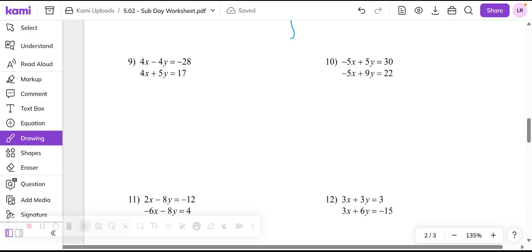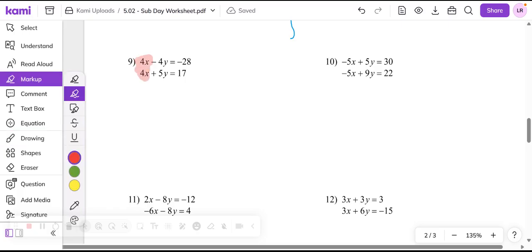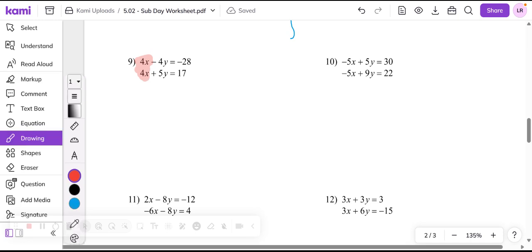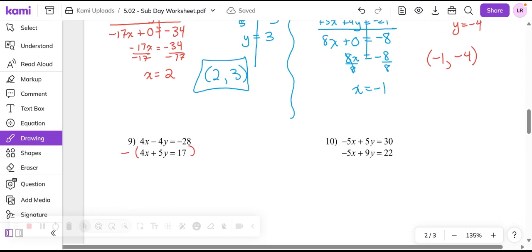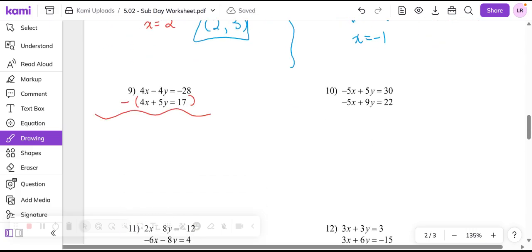Okay, so for number 9, what I should notice is that with the x's again, with the x's this time, notice those are the same. So if those are the same, I want to use subtraction. Now, as you've seen me change this problem, I'm going to write the top one because I'm not doing anything with that. But with this bottom one, when I'm subtracting them, notice I'm just changing these signs.